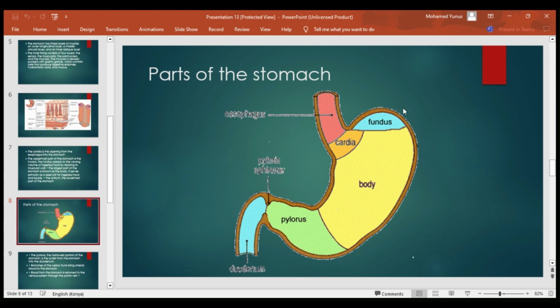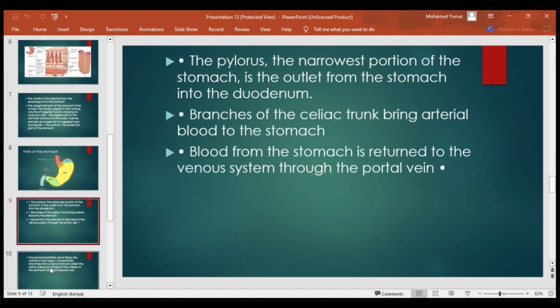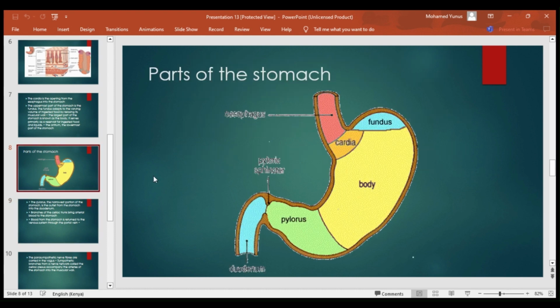Here are those parts we are talking about. Here's the fundus, the uppermost part. Here's the body, that's the largest part. Then we have the pylorus. And here we have the pyloric sphincter. Just from the pylorus, we have the pyloric sphincter. Then here you have the esophagus, we have the esophageal sphincter or the cardiac sphincter. Those are the parts of the stomach. And the pylorus is the narrowest part of the stomach. Just from the diagram, you can see here's the pylorus. It's so narrow compared to the body and the fundus.